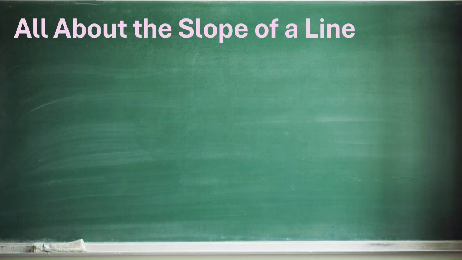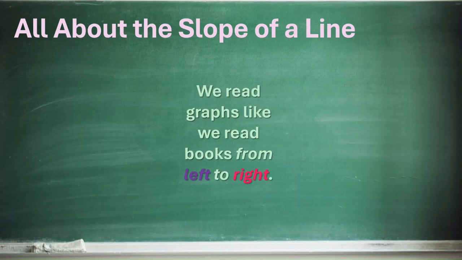Before we get started exploring the 4 different types of slope, let's talk about how we read graphs. We read graphs like we read books. We read from the left side of the page to the right side of the page, and that is exactly the same way that we read graphs.